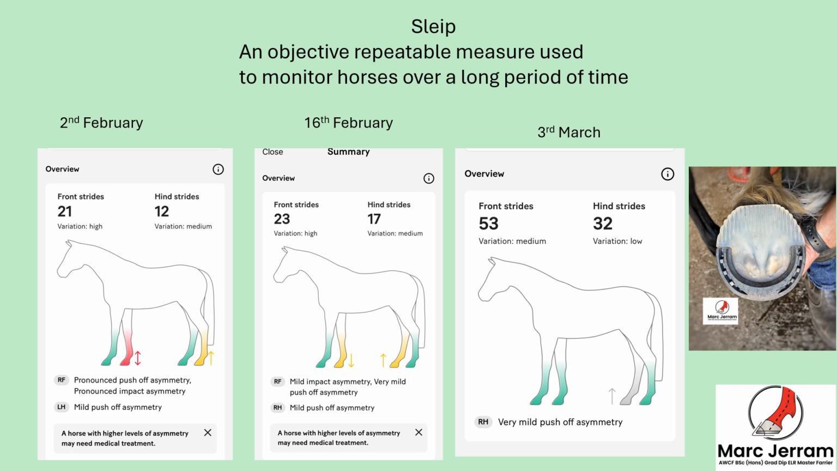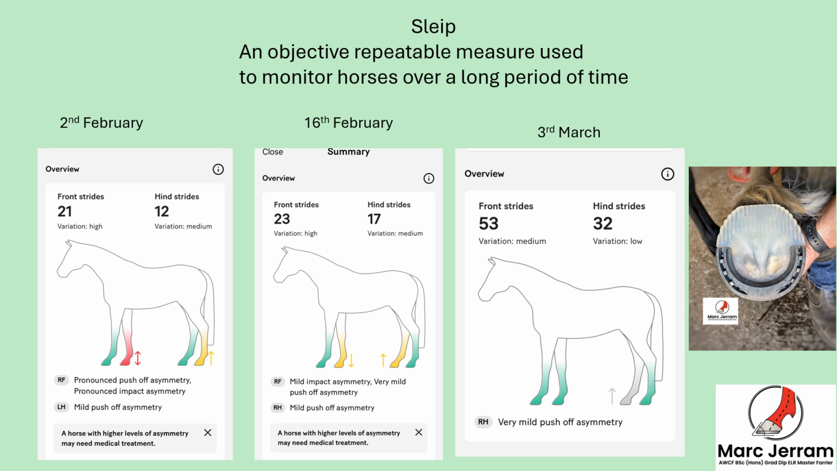So I thought, realistically, we need to monitor this horse's gait pattern over a period of time. I did an initial assessment on the 2nd of February, and we can see a pronounced, quite high-end asymmetry of the right front in terms of impact and push-off. From my own perspective as a farrier, I felt that I could improve this horse by using shoeing on the right, which is a heel pad.